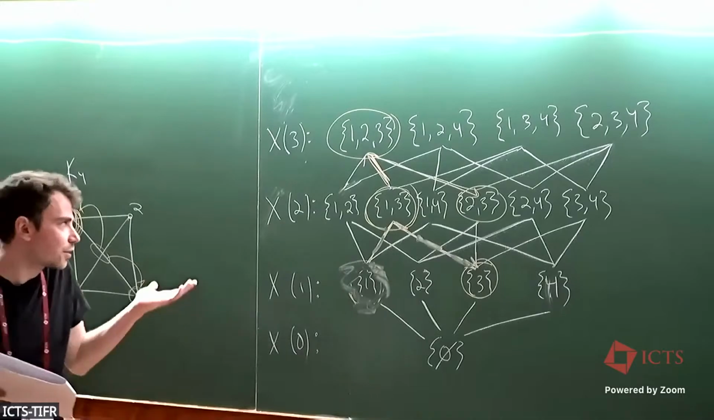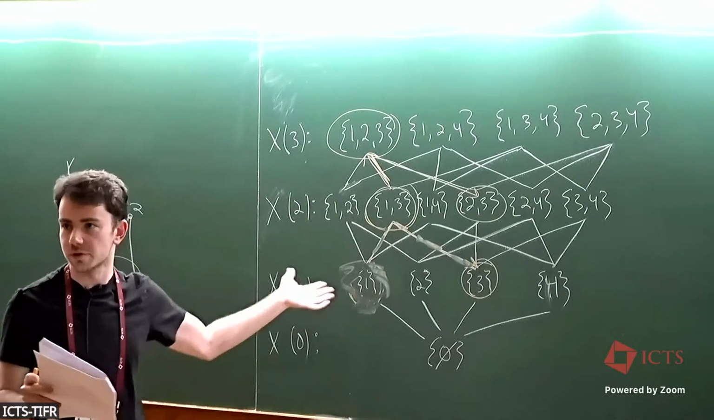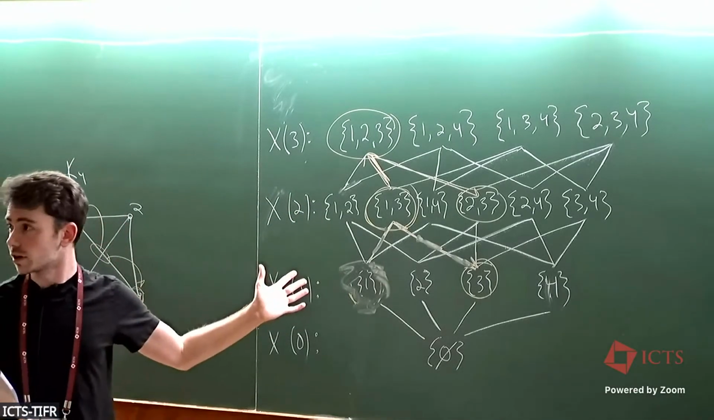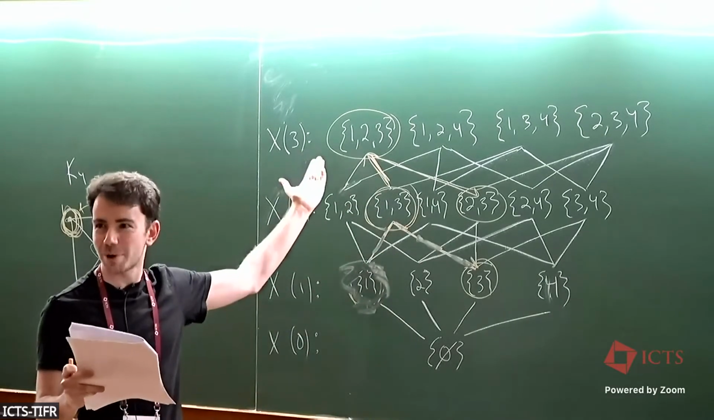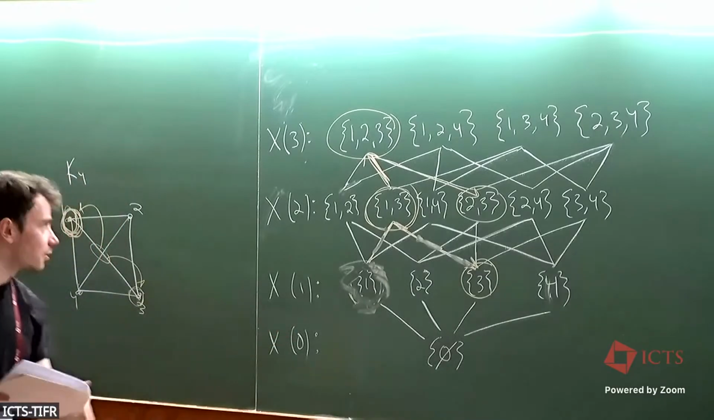And of course, there was nothing special about edges or vertices. I can define this at any level of the complex. This is called the up-down walk. I first take a step up, I then take a step down. Pretty clear?